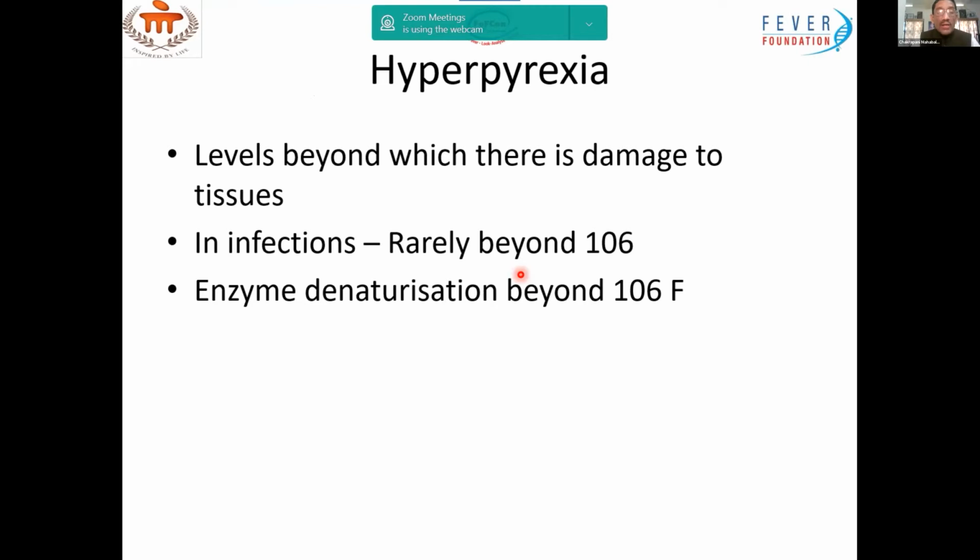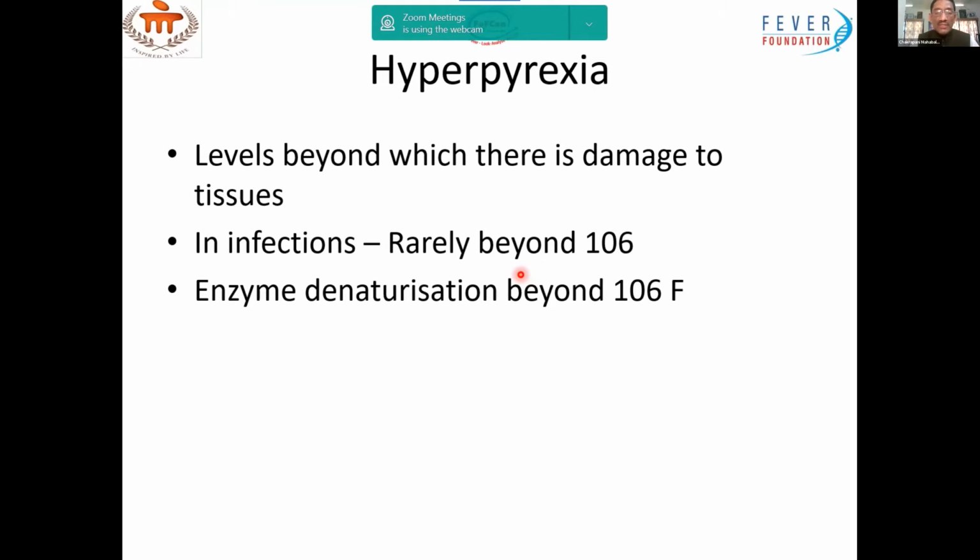Hyperpyrexia is one where the fever response goes beyond a certain limit, which is quite damaging to the body. Hyperpyrexia and hyperthermia are not the same, although in most of the literature there is some overlap between the two, because ultimately when a patient comes with high temperature, it is difficult to see whether the hypothalamic set point is changed or not. But whatever it is, hyperpyrexia is a term which is reserved for uncontrolled febrile response due to pyrogen which goes beyond a certain level.